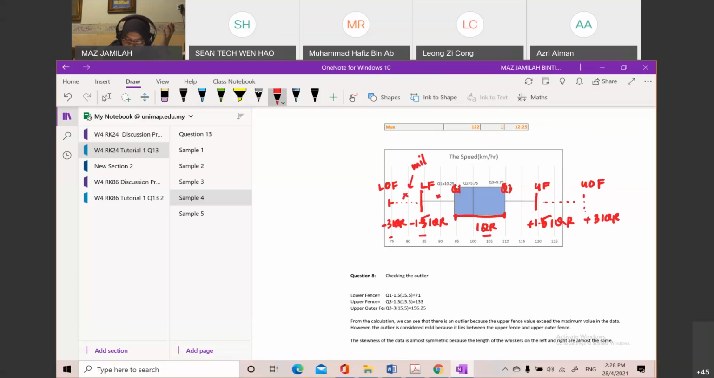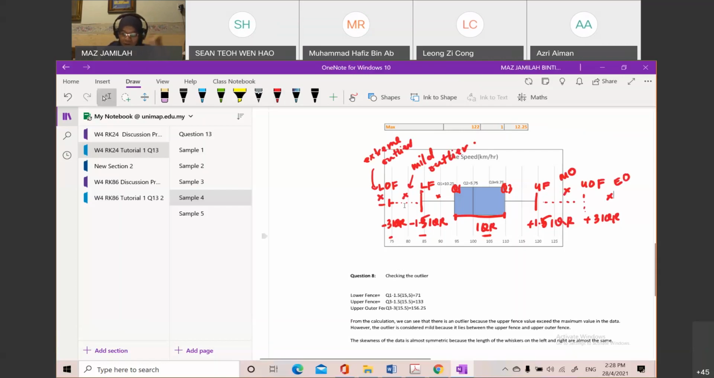this is a mild outlier. If it is beyond the lower outer fence, let's say here, this is what we call an extreme outlier. The same goes here: mild outlier here, extreme outlier here. So that's how we interpret whether you have an outlier or not. Any other question?